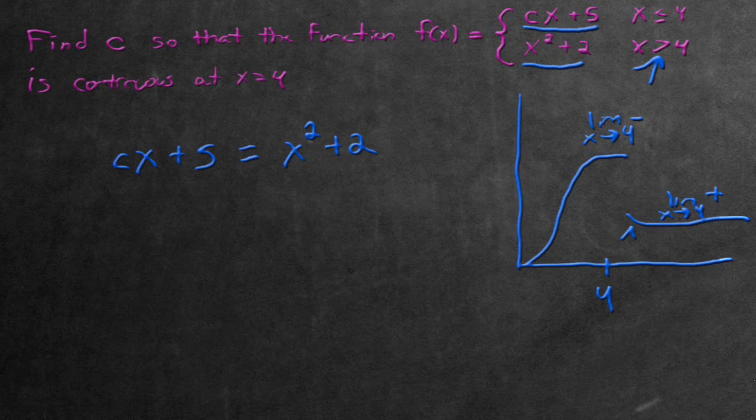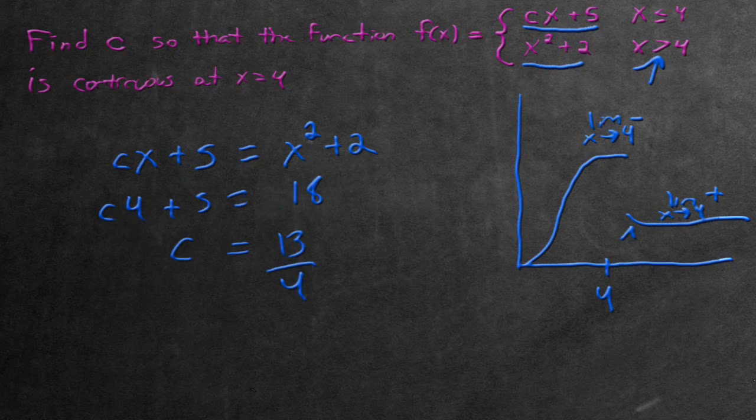And because we're doing it for x equals 4, this x value right there is going to be a 4. So if I just rewrite that, it's c times 4 add 5, equals 16 add 2. So I'm just going to put an 18 right there. And now let's just solve it for c. So I'll move the 5 over there. It's going to give me a 13. And then if we divide both sides by 4 after that, c is going to equal 13 over 4.